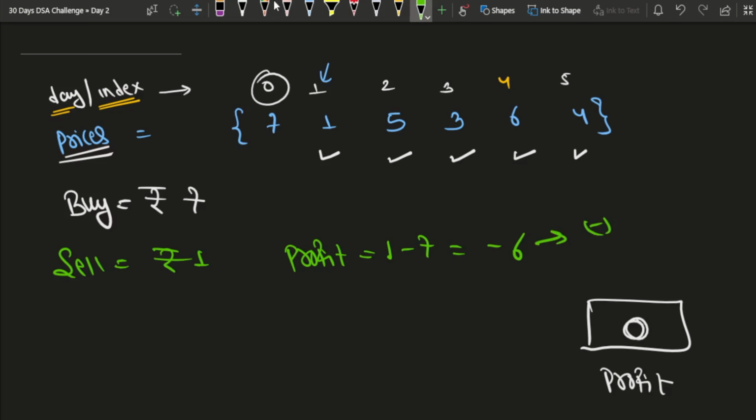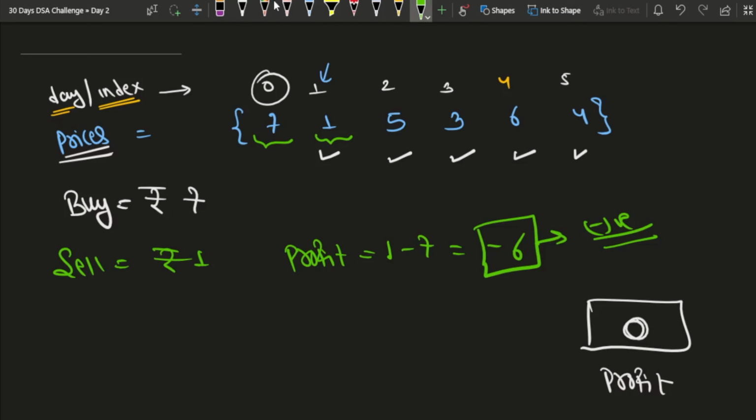It is a negative value. What does a negative value signify? A negative value signifies that if you buy the stock on the 0th day and you sell the stock on day number 1, then you will make a loss of 6 rupees, right? It is very simple. If you buy something at 7 rupees and you are selling the same thing at 1 rupee, then you have made a loss of 6 rupees, right? I think this is very clear in your head.